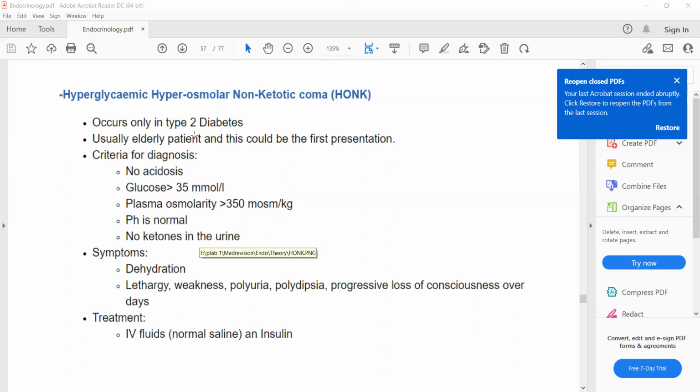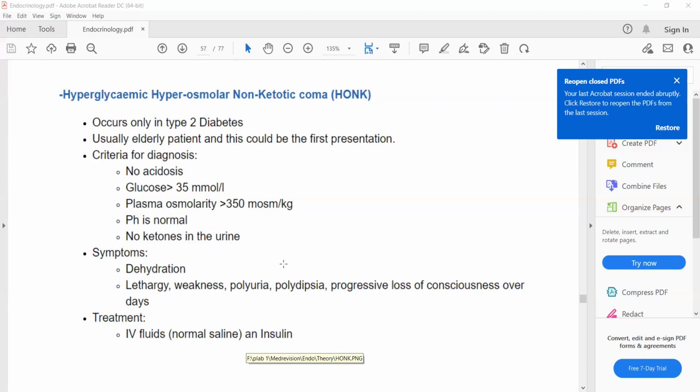They are common in the elderly patient and patient with type 2 diabetes mellitus. The symptoms are dehydration, weakness, polyuria, polydipsia, progressive loss of consciousness. So in DKA, there was acute loss of consciousness. In HONK, there will be progressive loss of consciousness. The treatment is same, IV fluids and insulin.